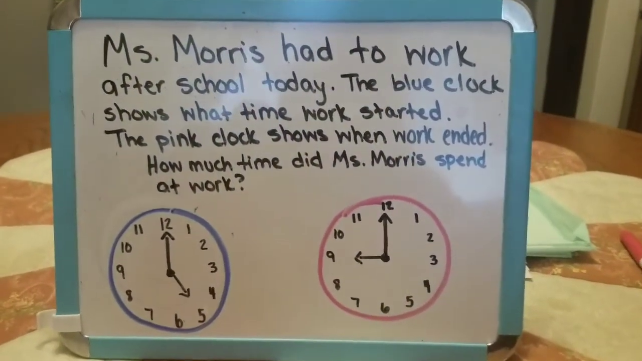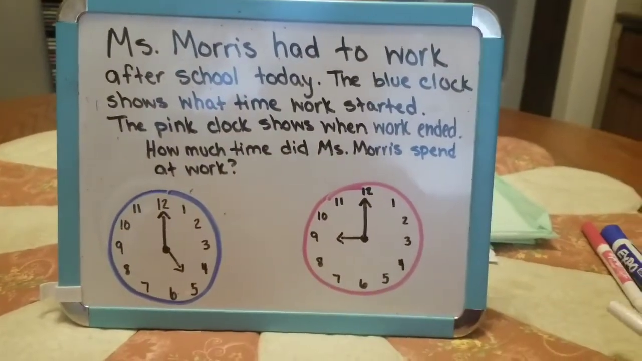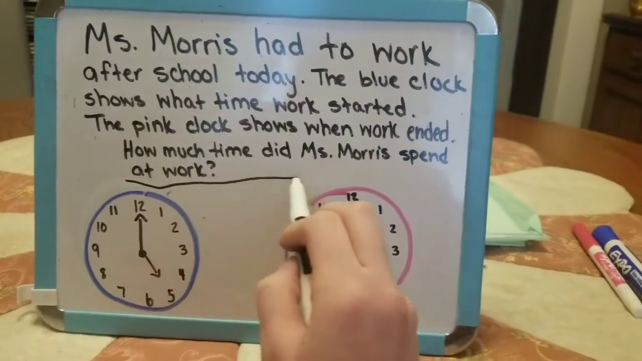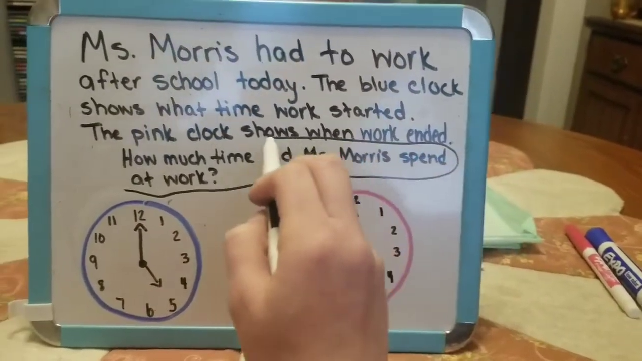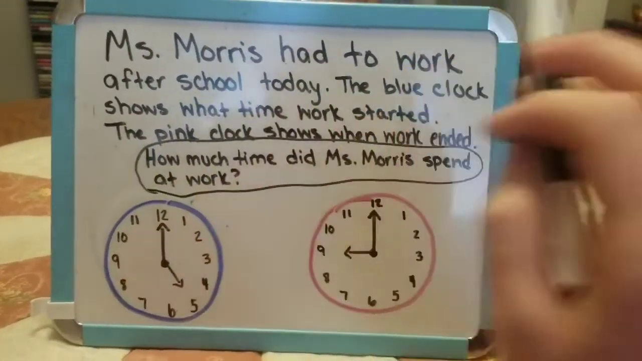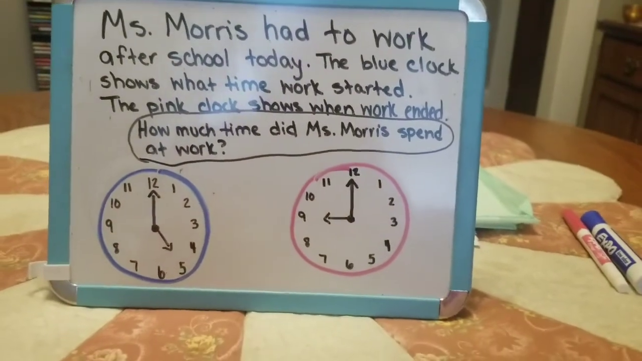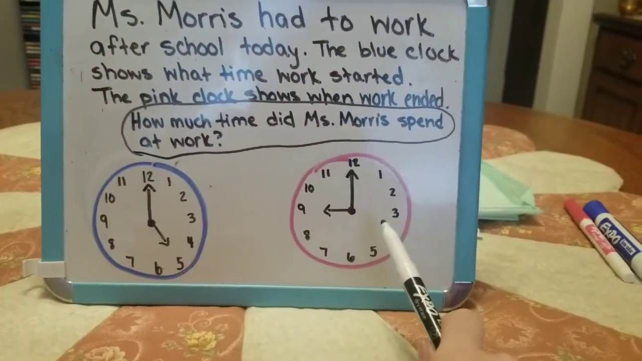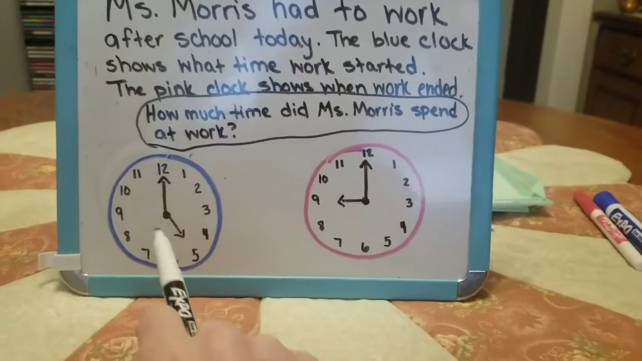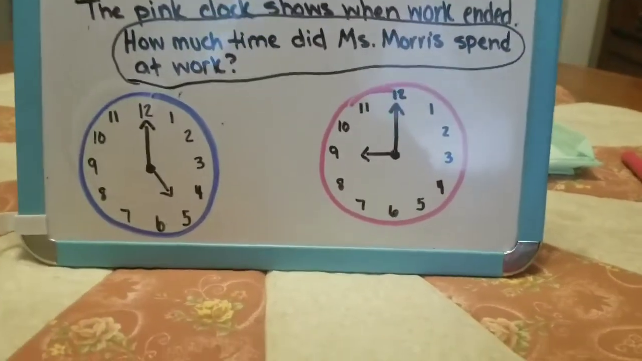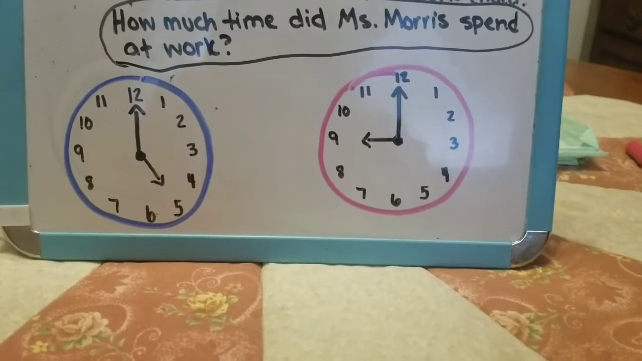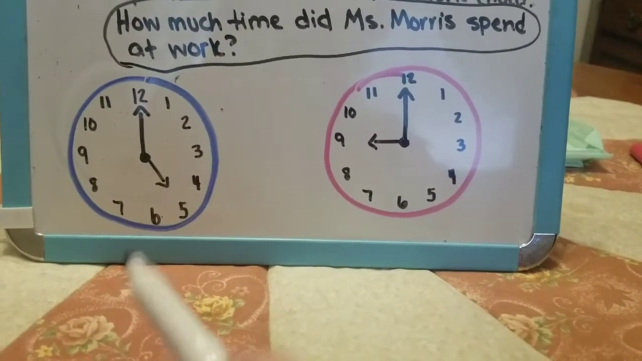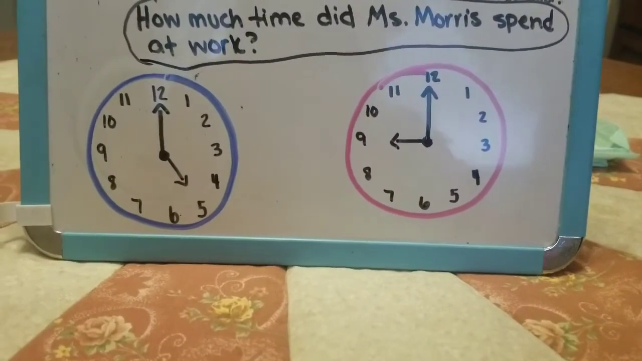So now we're just going to look at what we're really trying to answer. So what we're trying to answer is this: how much time had passed when Miss Morris went to work? So we're going to look at the blue clock and the pink clock to see when work started. So looking at the blue clock, when did work start for Miss Morris? Correct. It started at 5 o'clock.